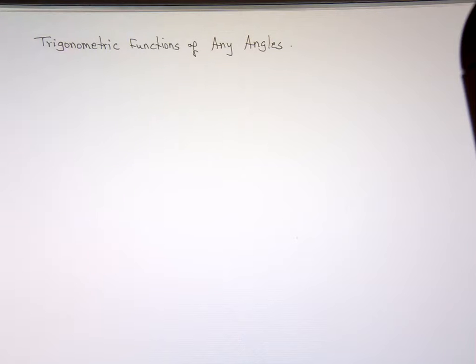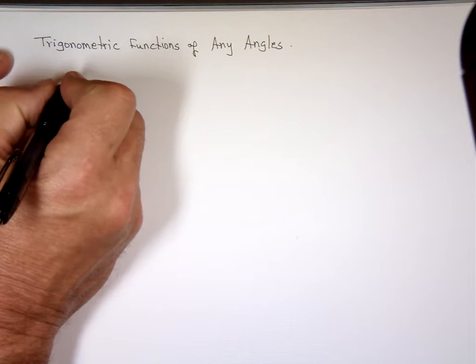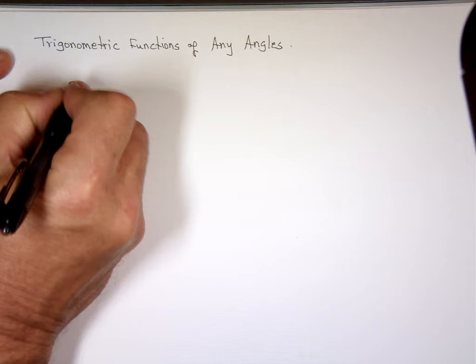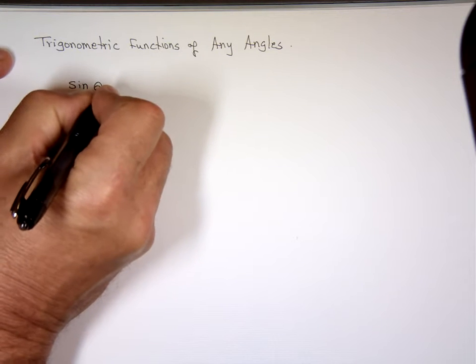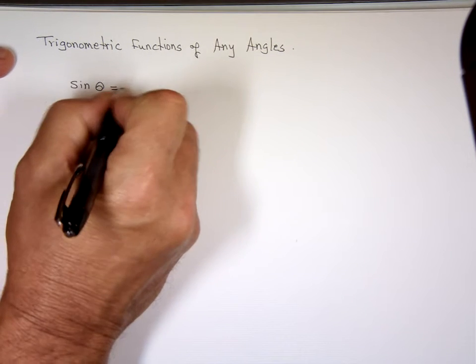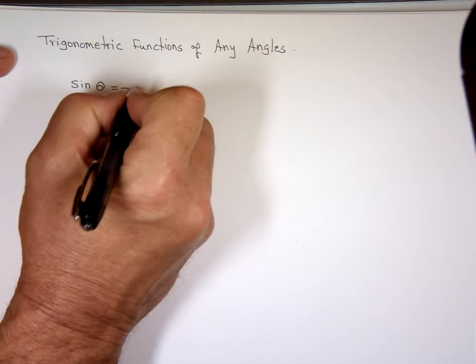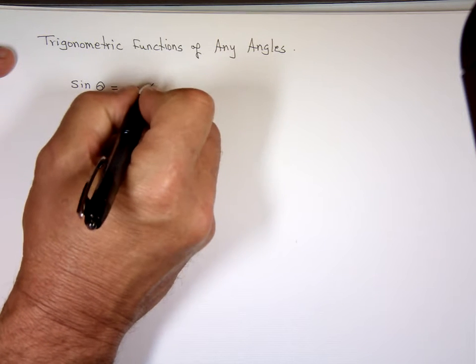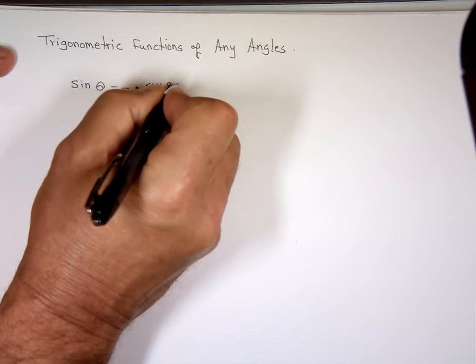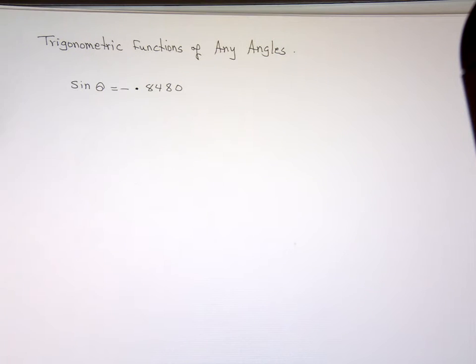Let's try this problem. Sine theta equals negative 0.8480. And I want to solve that one. I want to find the angle theta.